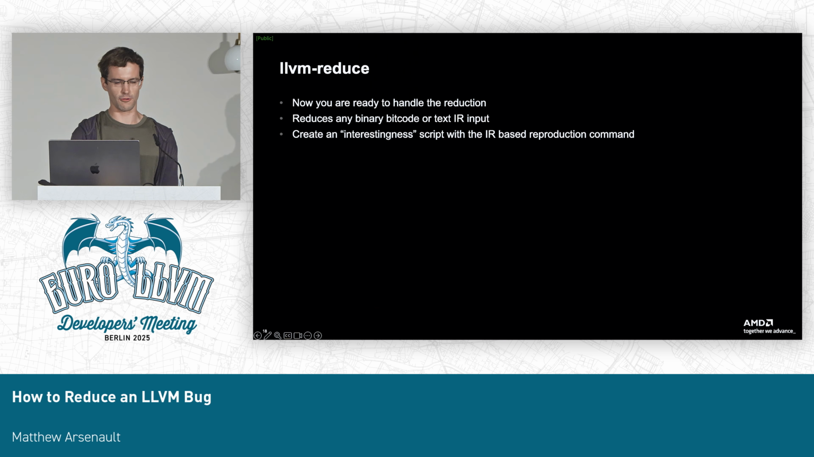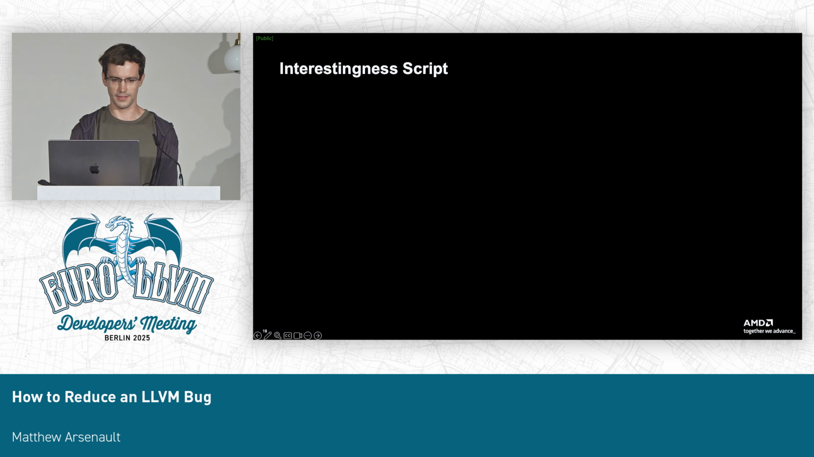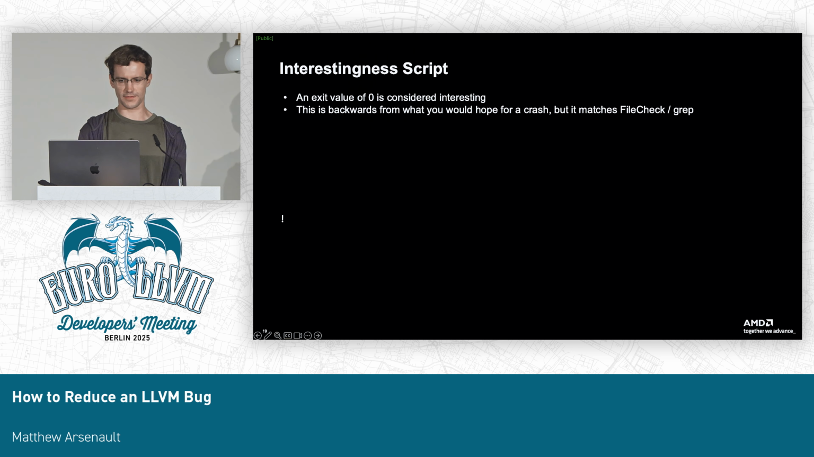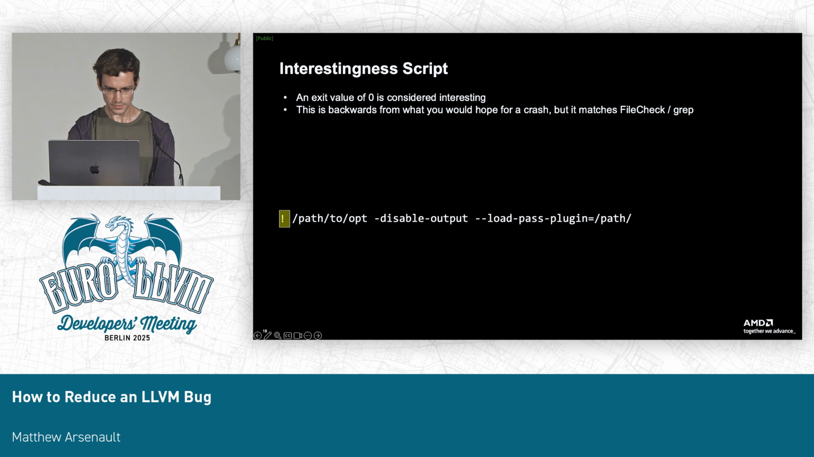The API is quite simple. You create what it calls an interestingness script with your IR reproducer command. The script has a very simple API. An exit value of 0 is considered interesting. It expects to receive one argument, the input file name, and exit 0 or non-zero. It can be any program, but it's usually simplest to use bash. If you want, you can use Python or whatever you want. llvm-reduce will also forward along any other arguments passed with --test-arg, but it's uncommon to need that. This exit value is unfortunately backwards from what you would hope for a crash, but it does match grep or FileCheck, which is kind of handy too.